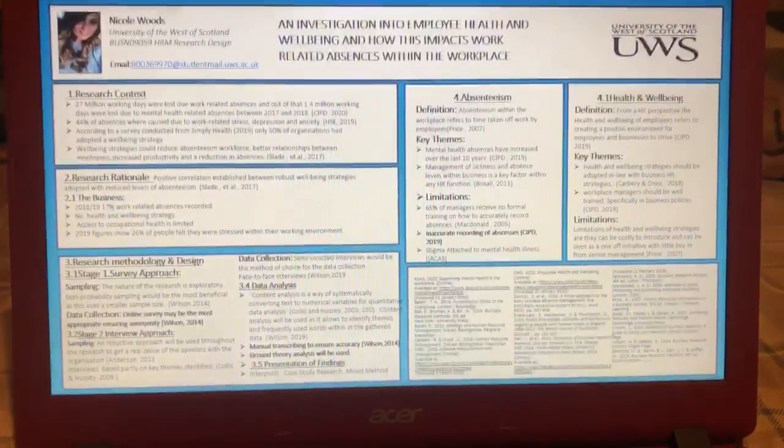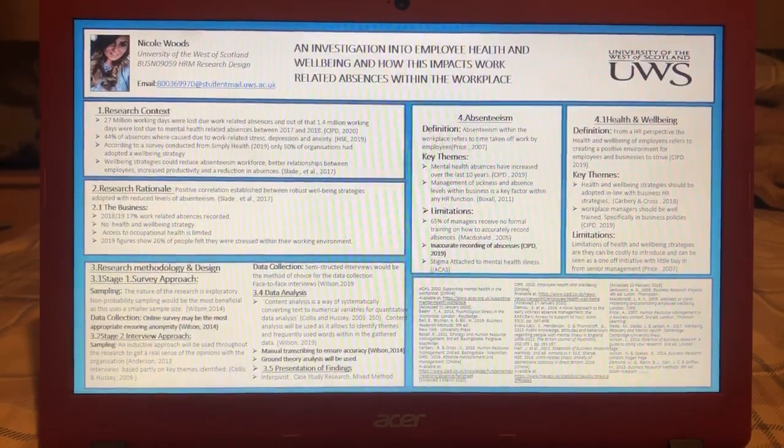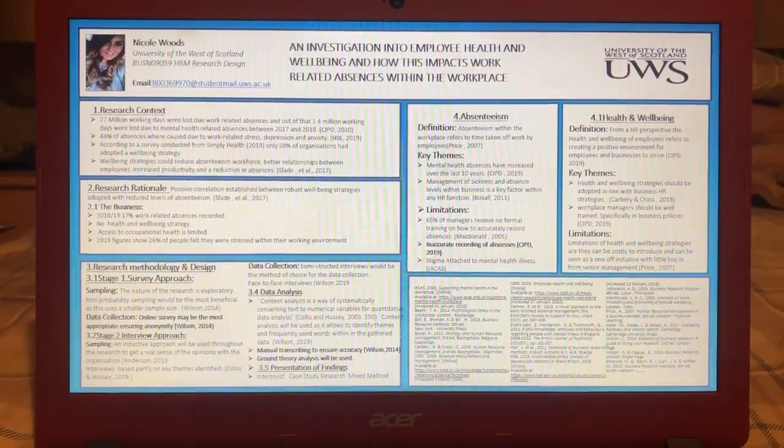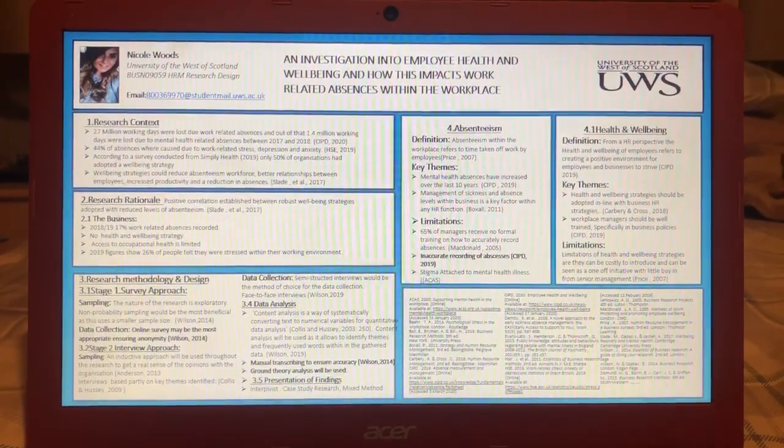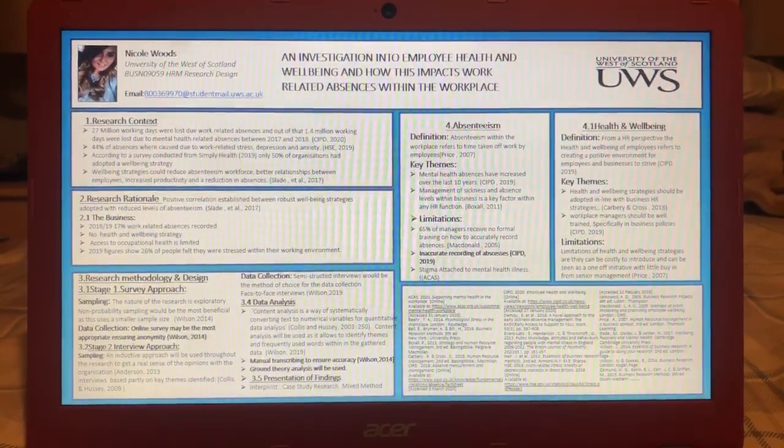So today I'm going to run you through my poster presentation for HRM Research and Design. The aim of this poster presentation is to inform you about my HR topic of interest, explain the context and rationale behind the research, the methodology that will be used and the theoretical underpinning as well.